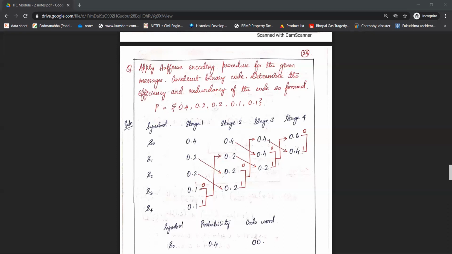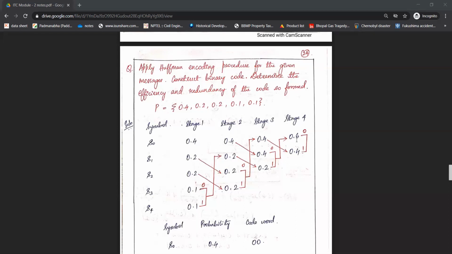Next, this is stage 3. Here, the least two values are 0.4 and 0.2. So I'll be assigning 0 and 1 for them. After assigning 0 and 1, I am supposed to add. So 0.4 plus 0.2, I'll be getting 0.6. This 0.6 is greater than the existing 0.4, right? So this 0.6 I'll be writing first. Next, this 0.4 is written below 0.6 with the downward arrow mark.